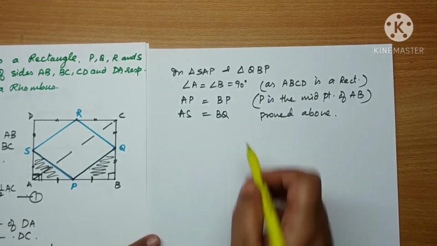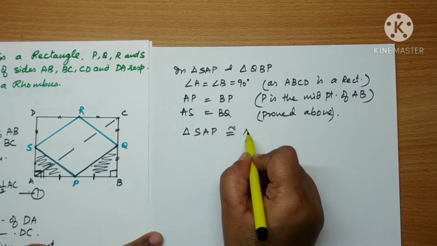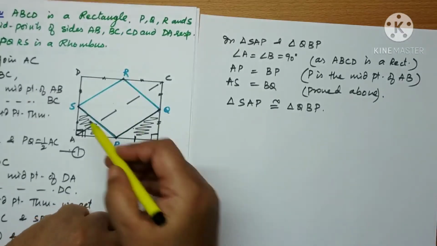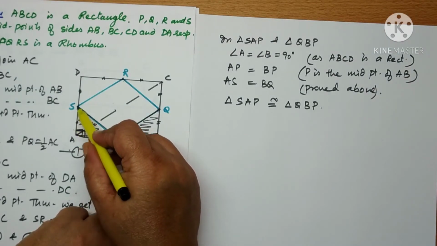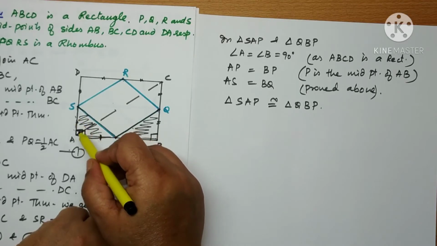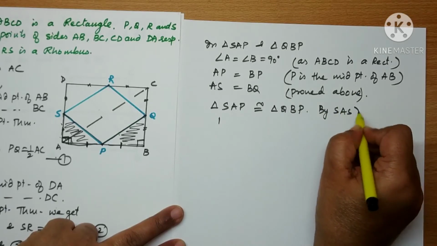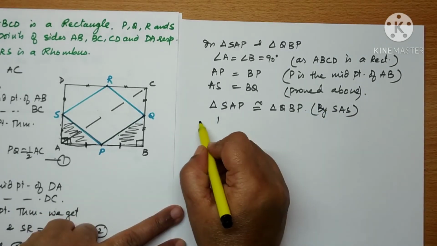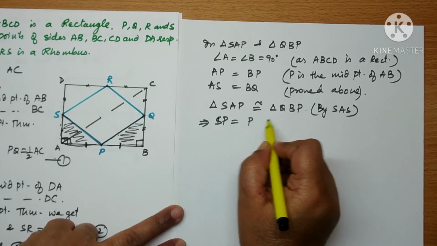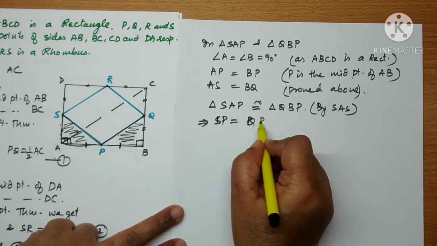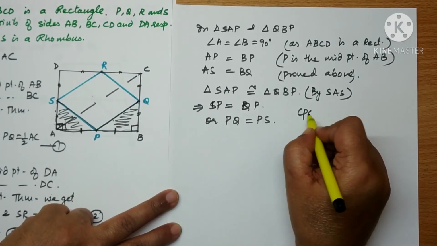Now, which rule, children? By which rule do we get these triangles congruent? Triangle SAP is congruent to triangle QBP. Now observe, we have this side, 90 degree, and we have this side. Okay, side angle side, by SAS rule. It's very important to write the rule. This implies SP is equal to PQ, or we can say PQ is equal to PS by CPCT.